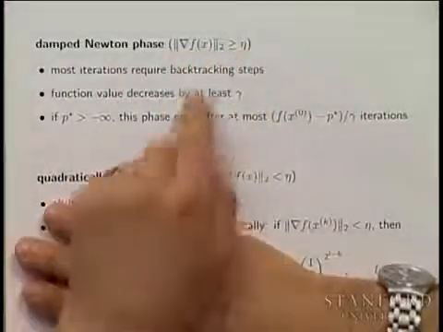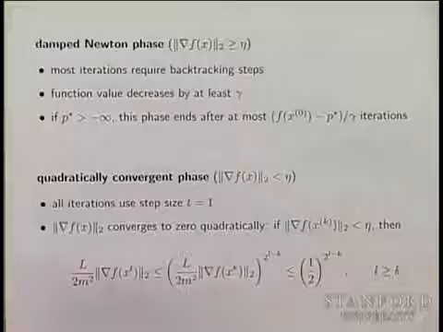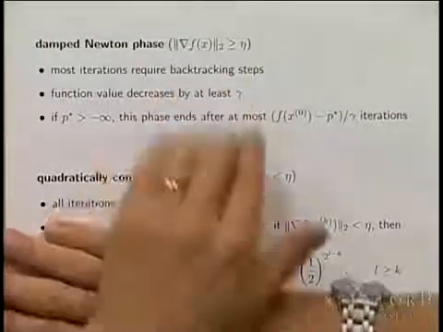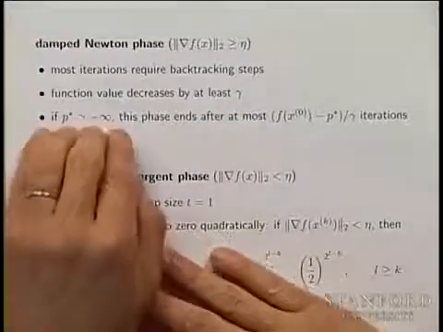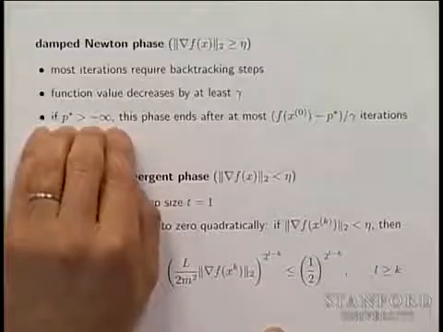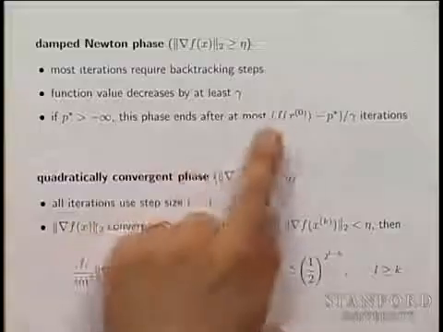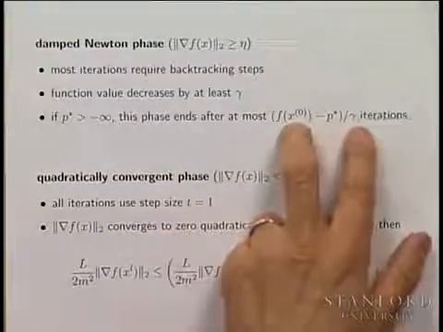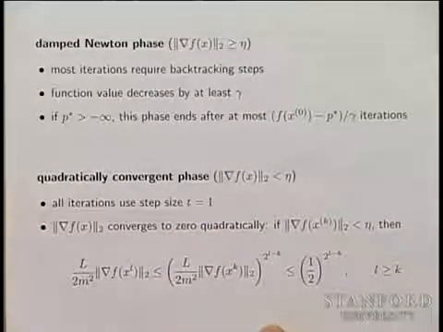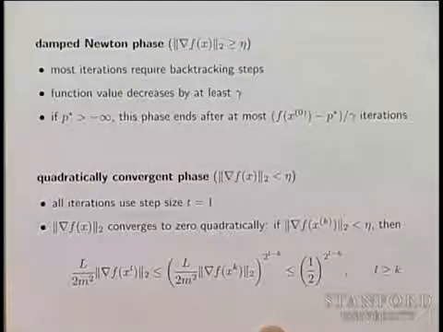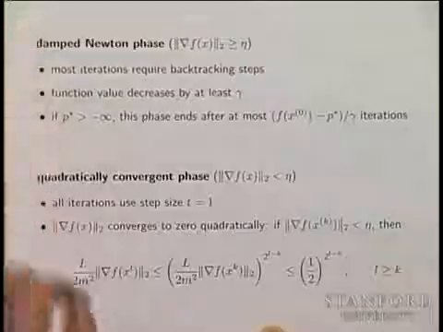Okay, so let's look at how this works. Now, when you're in the so-called damped Newton phase, it means you actually require backtracking steps. It means that for a full Newton step, you actually have to backtrack from t equals 1 to something smaller. And the function value has to decrease by at least gamma. Now, if the function is bounded below, this has to end after at most this number of iterations. That's obvious, because if you ran more than that number of iterations, you would have reduced the value of f below its minimum value, which is not possible. So that bounds the number of steps you take in this stage.